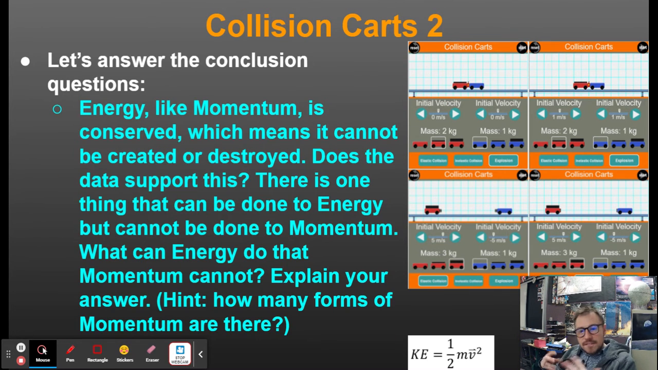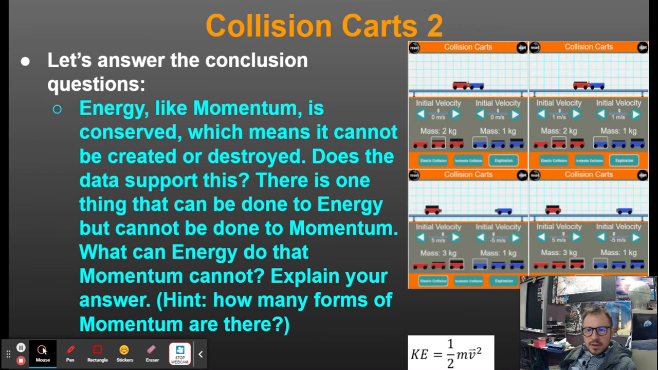Now let's look at this final one. Energy, like momentum, is conserved, which means it cannot be created or destroyed. Does the data support this? Well, it doesn't really support it, because in the elastic collision I had the same amount before and after, but in the explosion I had more kinetic energy after the explosion than before. In the inelastic collision, I had less after the collision than before.